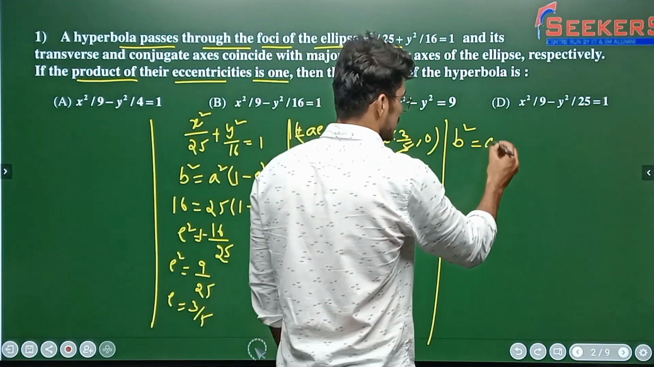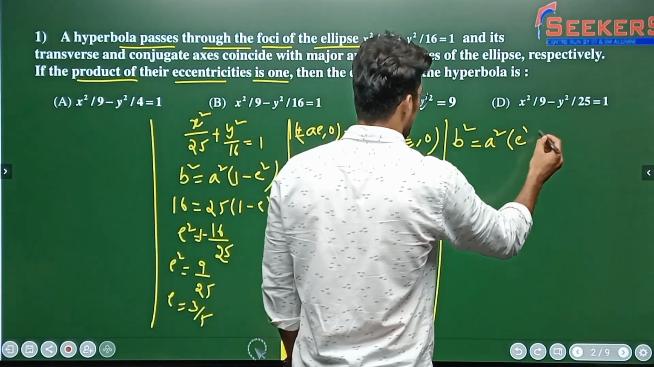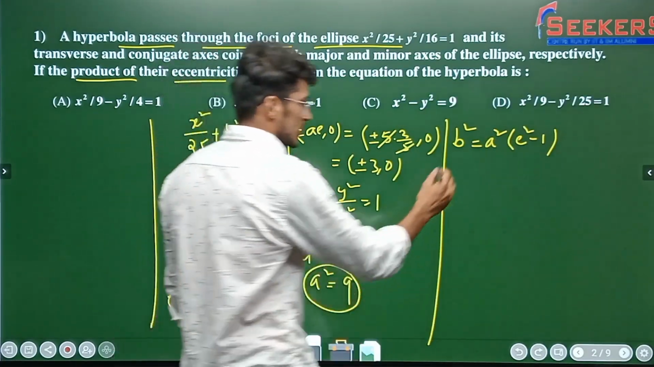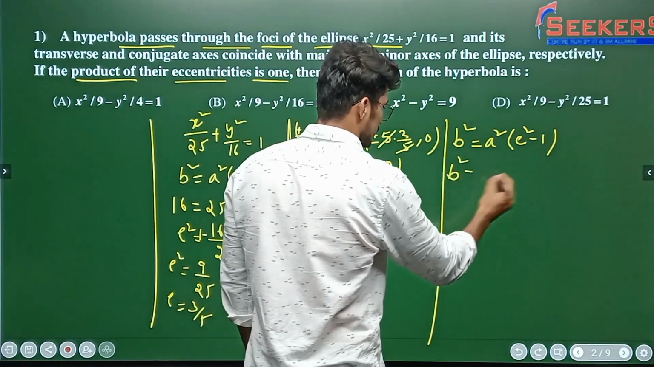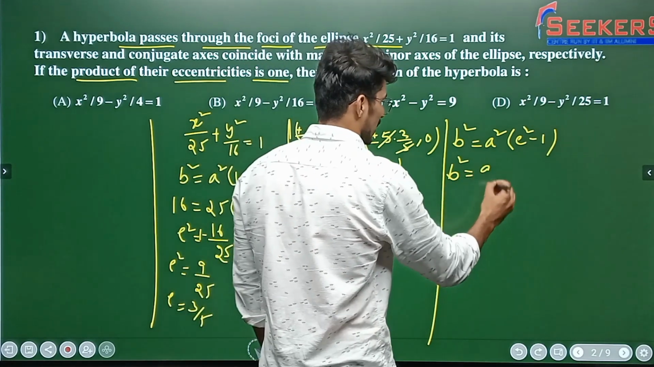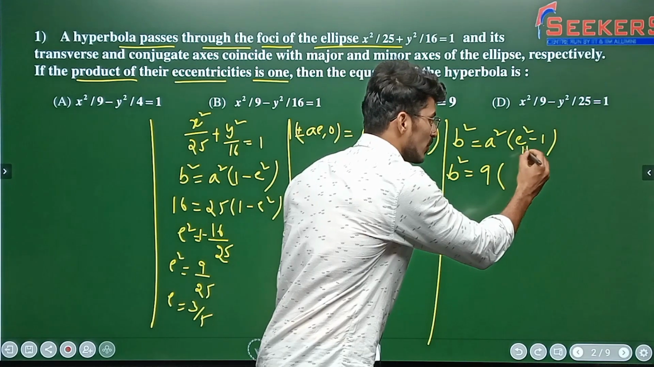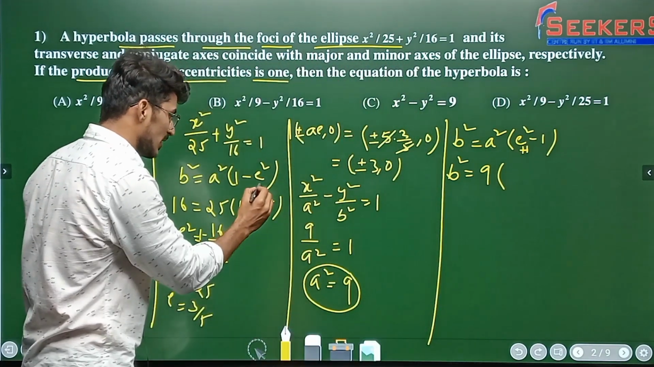What is that? b square is equal to a square into e square minus 1. Here it is 1 minus e square in the ellipse, and in the hyperbola it is e square minus 1. Alright, so now b square is going to be what? b square is equal to a square, whose value is 9 here. But I don't know the eccentricity. What is this? Eccentricity of the hyperbola. Alright, eccentricity of the ellipse here.